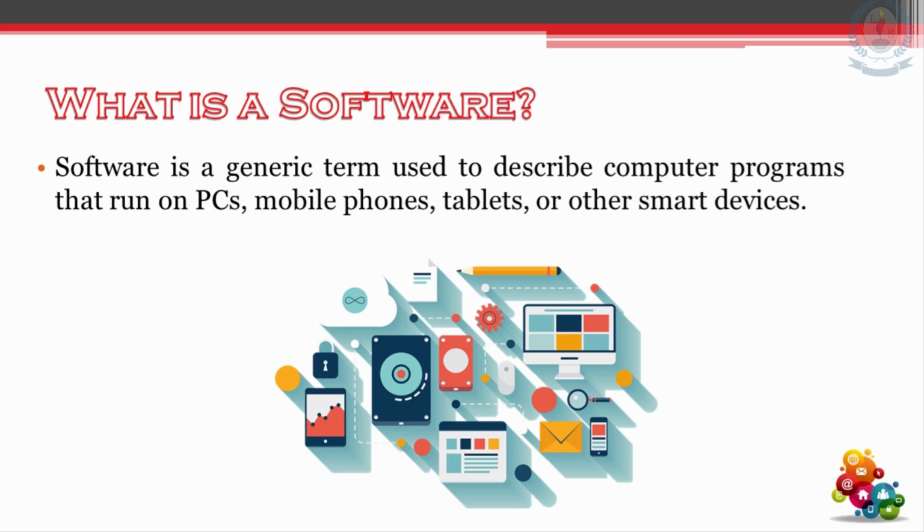Then children, this software is mainly divided into two parts. What are those? I think you all know. Yes. That is system software and application software. Later we will discuss about those softwares.